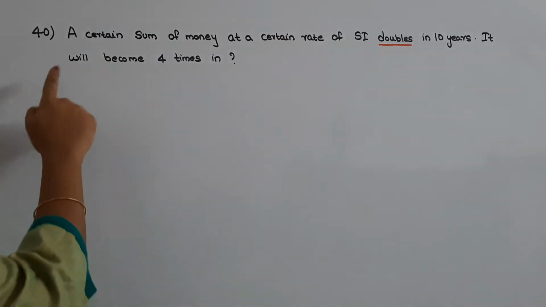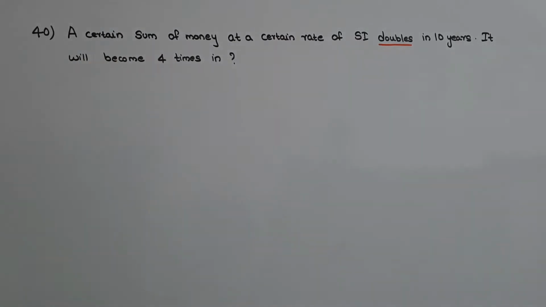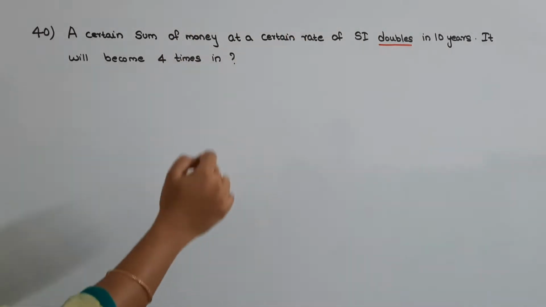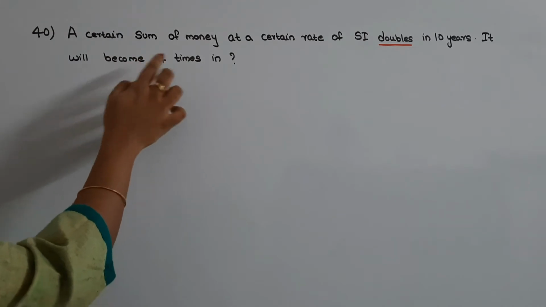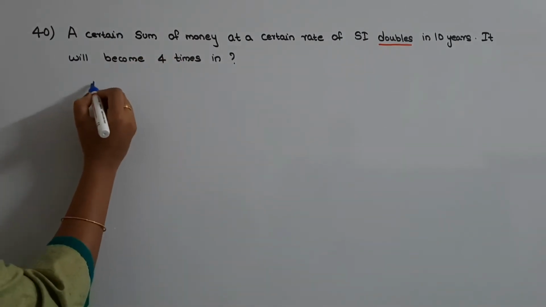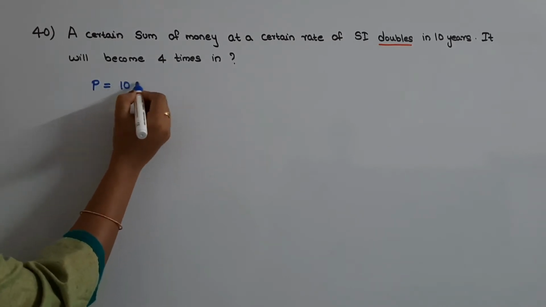10 years. It will become 4 times in what time? So in this question, they are telling that a particular principal value is getting doubled in 10 years. So in what time it will become 4 times? So here also the principal is not given. So let us assume the principal as 100.